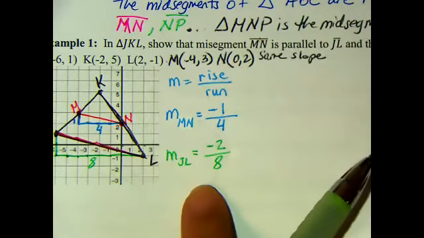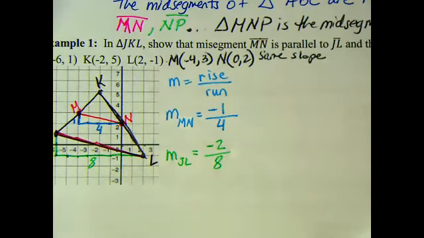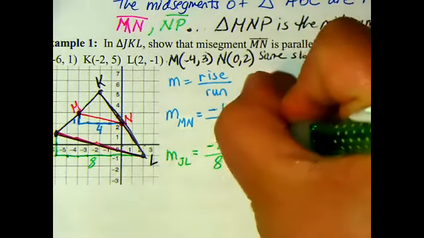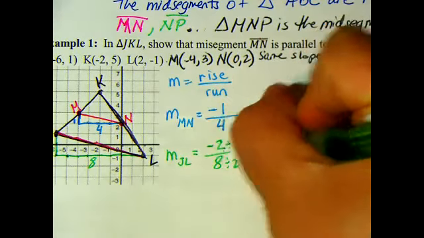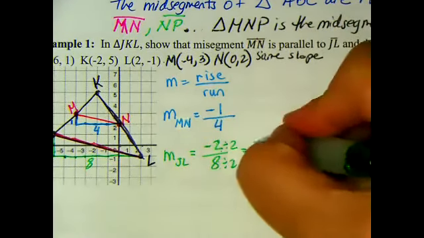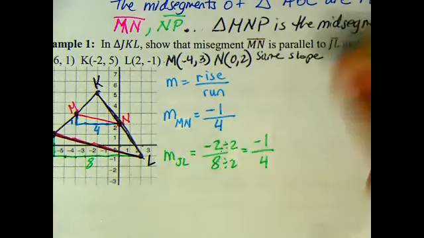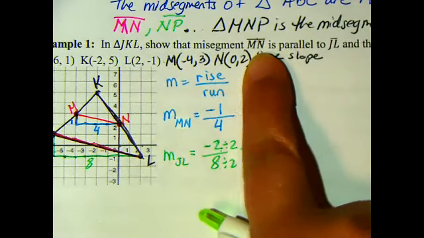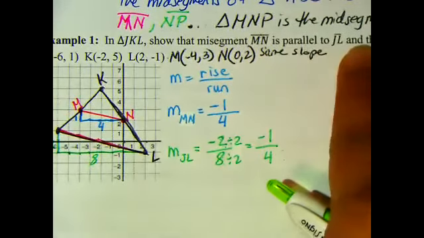Yeah, I can simplify by 2, absolutely, right? 2 goes into 2 and 8. So if I divide by 2 on top and bottom, I get -1 over 4. Bam. They have the same slope. Both of these have the same slope. So we showed that MN is parallel to JL.